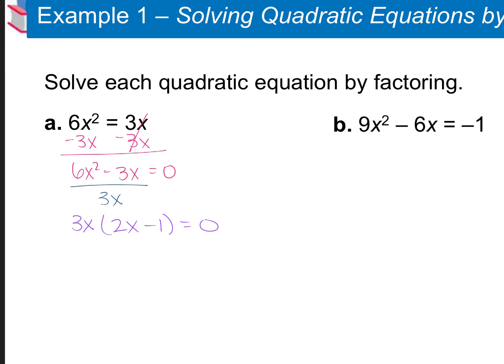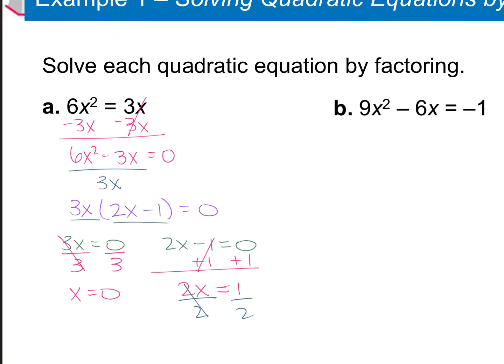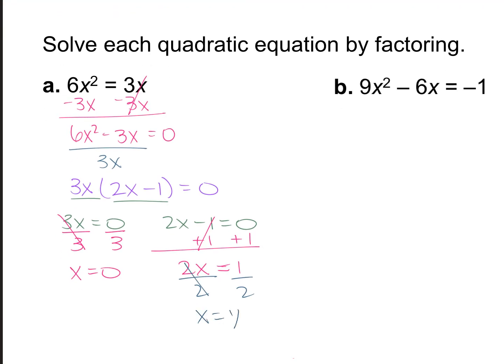So the parts that we have here are the 3x and the 2x minus 1. You're going to set the 3x equal to 0. You're going to set the 2x minus 1 equal to 0. And you're going to solve both of these. For the 3x is equal to 0, divide each side by the 3, and you get that x is equal to 0. For the 2x minus 1 is equal to 0, move your 1 over first, add it to both sides. You have 2x is equal to 1. Then you're going to divide each side by the 2 to get that x is equal to 1/2.